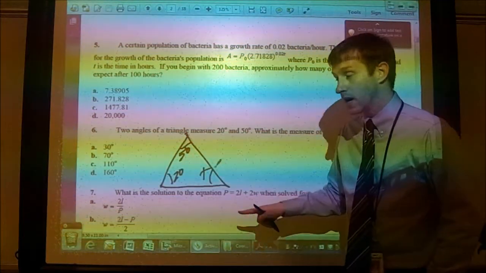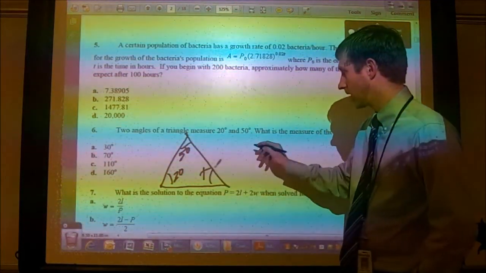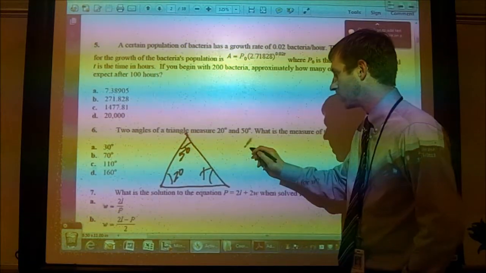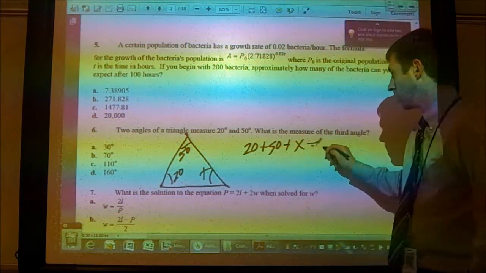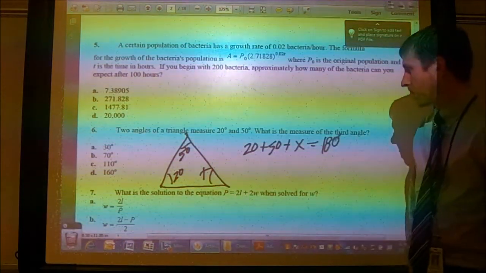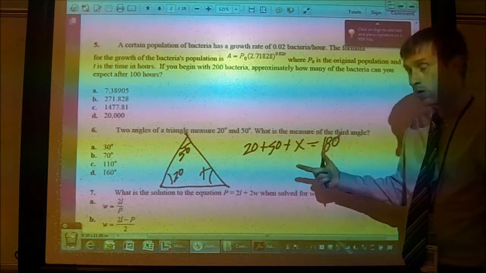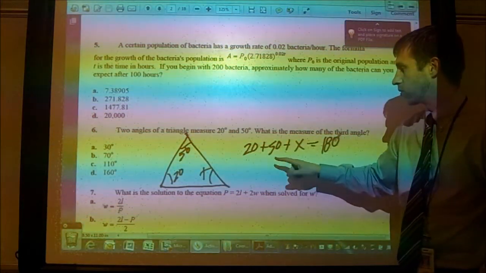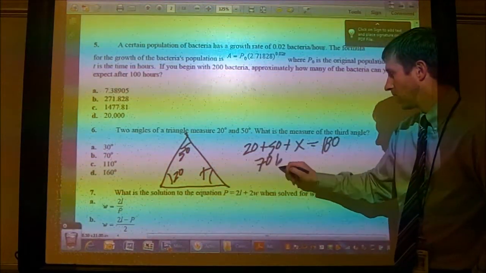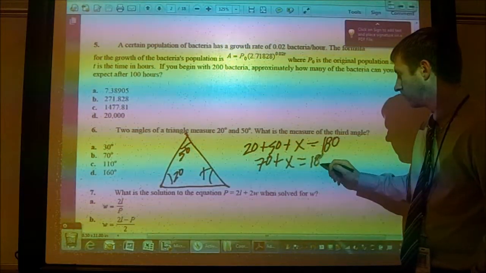Well, I know again that those 3 have to add up to 180, so I just use that. We're setting up an equation here. 20 plus 50 plus x, I'm going to call it x, should equal 180, right? To solve an equation, I want to get the x by itself. So I'm going to combine my like terms. First, I notice 20 plus 50 is 70, plus x equals 180.